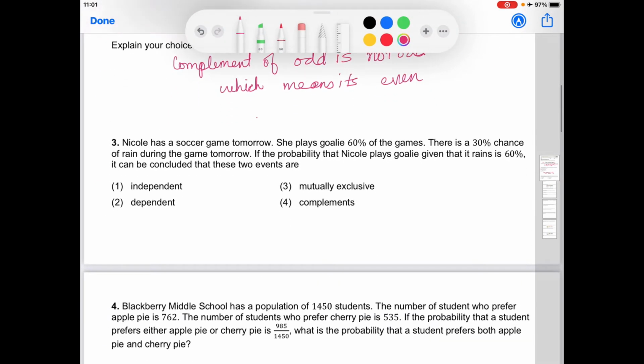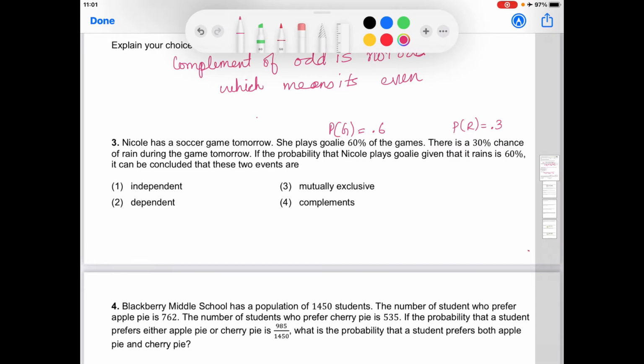Okay. Nicole has a soccer game tomorrow. She plays goalie 60% of the time of the games. So probability of goalie, I like to write it as 60%, which can be written as 0.6. There is a 30% chance that it's going to rain. So probability of rain is 30%, which can be rewritten as 0.3. How am I getting those numbers? Divide 30 by 100, which would be 0.3.